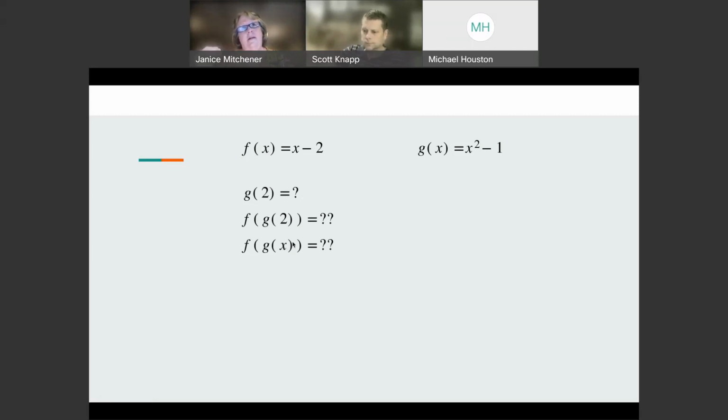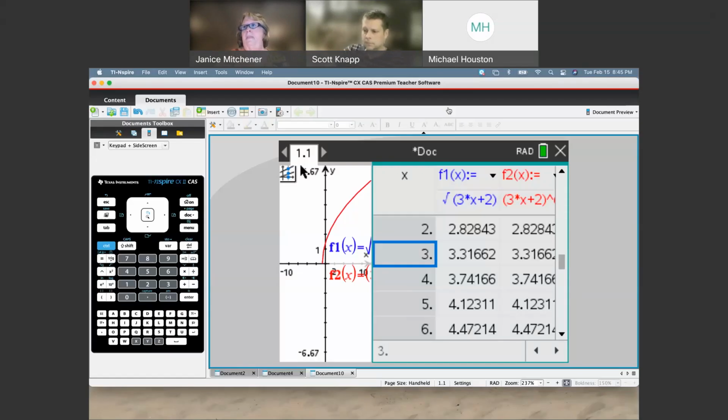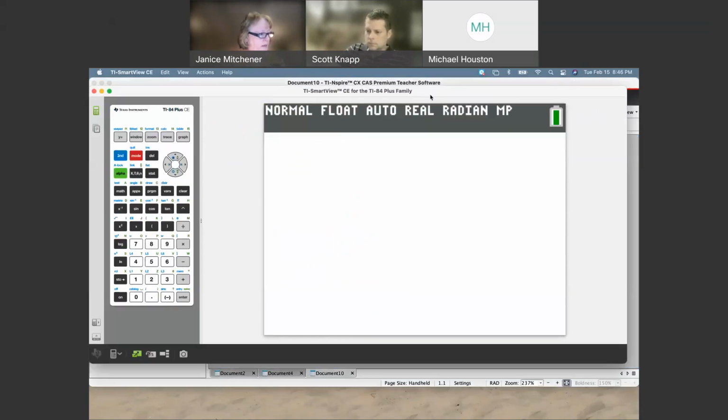And they had a conceptual understanding of taking the output of g of x, once you plugged in the 2, as the input of f of whatever that is, and understanding that that is a composite function. All right, so I think I want to do the 84 first. And let's try again. Okay, so on the 84, I reset this already.